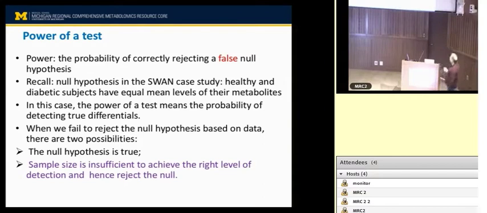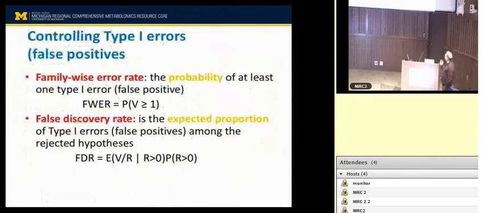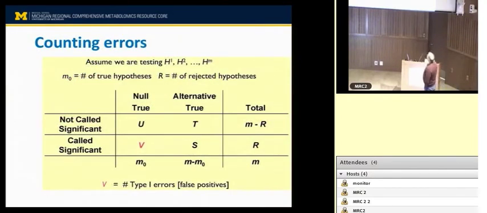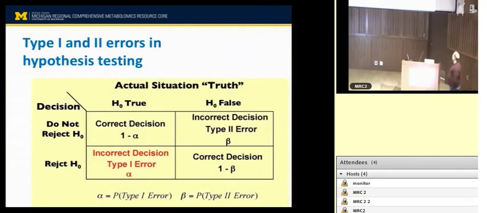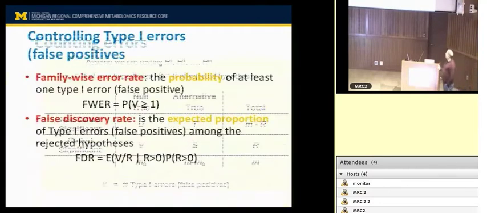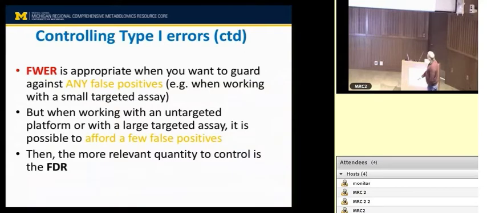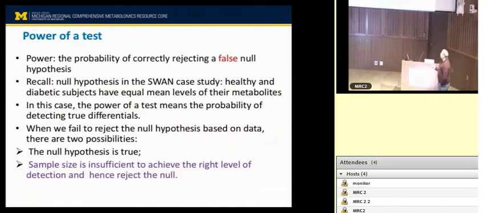So the power is, if we go back to this table, then the question is, how you control this type II error, and that's where power starts coming in. So power, the way we define it, is the probability of correctly rejecting a false null hypothesis.